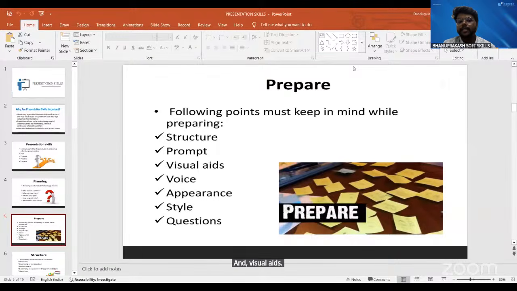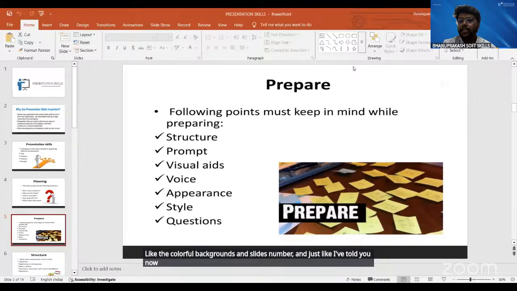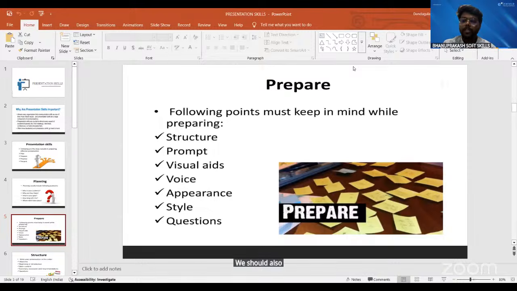Visual aids means the colorful backgrounds and slide numbers, and just like I have told you now, pie charts, all these things come under visual aids, because not all information should be in written content. We should also use some pictures so that readers become interested in reading it.